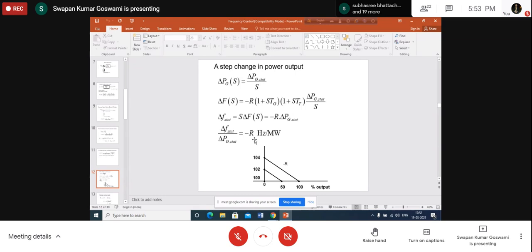Am I clear? So that's why we were saying that delta PG is equal to the full load capacity. Why are we saying this? Because if it is full load, then we can represent R in terms of its capacity.